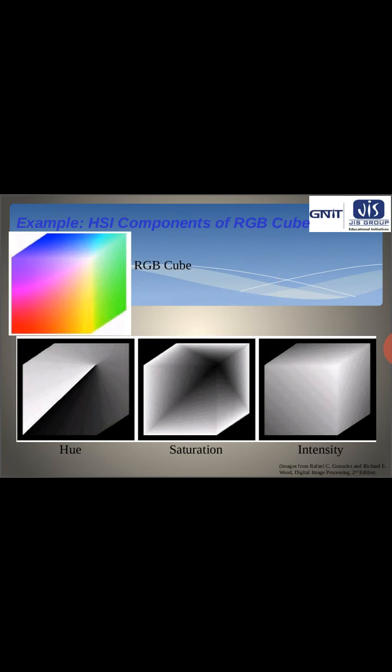Now here the example of HSI components of the RGB cube has been given. We can see the first cube is the RGB cube, and the other three are hue, saturation and intensity. These three, hue, saturation and intensity, are all grayscale in nature, but if we combine them together to form the corresponding RGB values, it looks like a color image, but separately they look like grayscale.